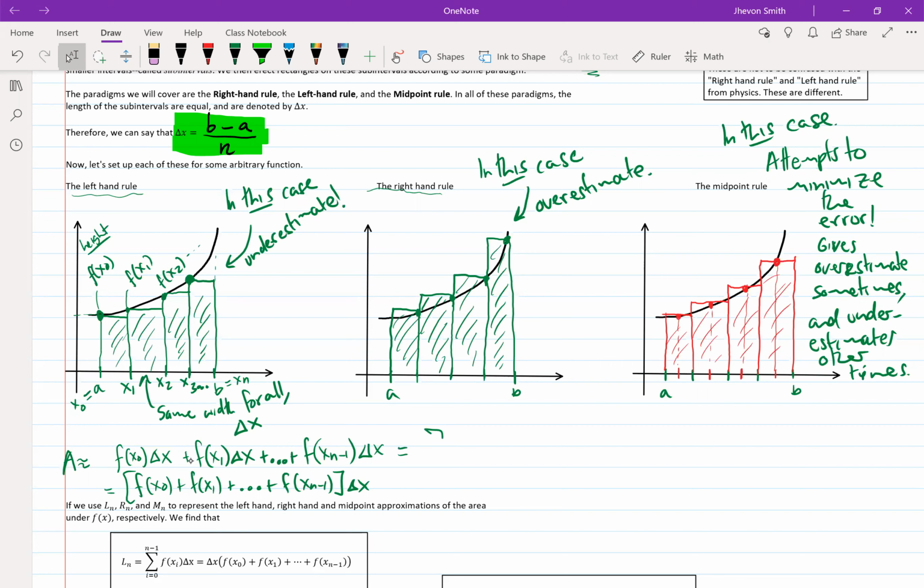This is using what we call sigma notation. Now, you won't have to worry about this too much, but it's basically a symbol that means to add up a bunch of things that have a certain structure. So for example, this is adding up a bunch of things that look like f of x sub i, right? This is f of x sub 0, f of x sub 1, f of x sub 2, etc., where my i starts at 0 and goes all the way up to n minus 1. And I'm adding up a bunch of things that have this form. So this here would be the left-hand approximation.